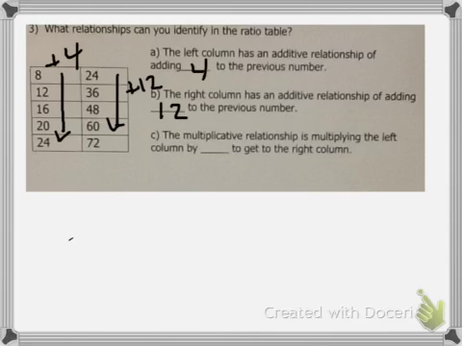The multiplicative relationship going from left to right, right there. 8 times 3 is 24. 12 times 3 is 36. 16 times 3 is 48. 20 times 3 is 60. 24 times 3 is 72. So it looks like we're multiplying when we go from left to right. So the multiplicative relationship is multiplying the left column by 3 to get to the right column.